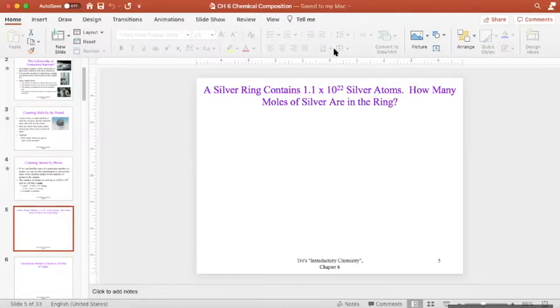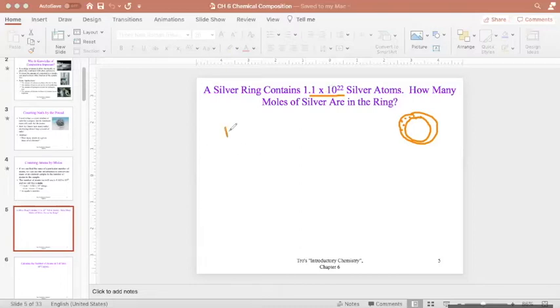So let's try to solve. Okay. The first question says a silver ring contains 1.1 times 10 to the power 22 silver atoms. How many moles of silver, right? So in this case, you have a ring and that ring has a lot of atoms, right? The atoms are already provided to you, which is 1.1 times 10 to the power 22. So if I tell you you have this number of atoms, how many moles does that ring have?